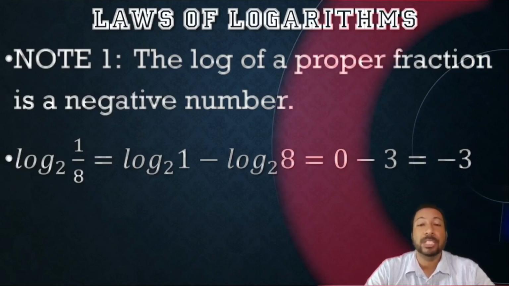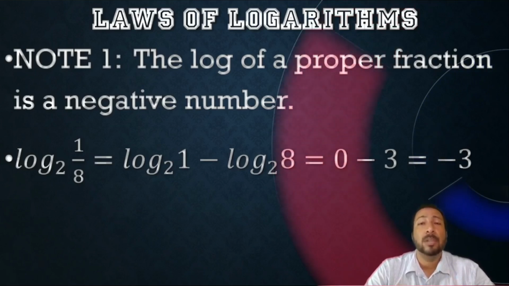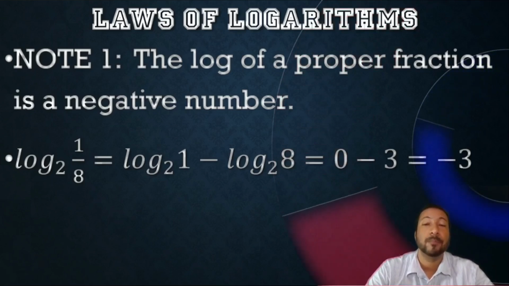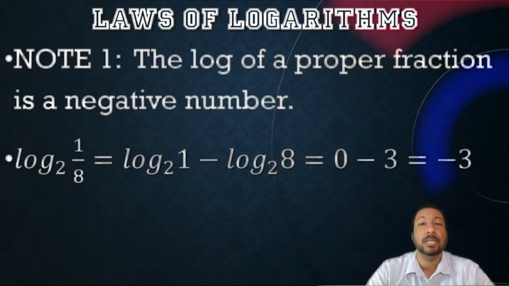If it's a proper fraction, then that means the numerator, the number on top, is less than the number in the denominator. If it is always less than the number in the denominator, then its logarithm is going to be smaller as well. So if you have a smaller number subtracting a bigger number, you will always get a negative. Hence, the log of a proper fraction is a negative number.